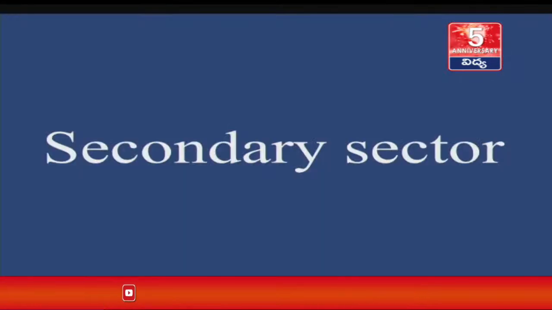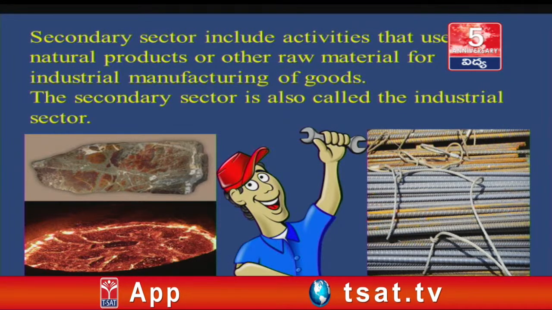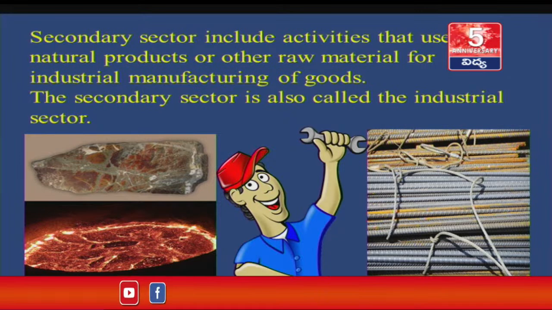Now let us see about the secondary sector. The secondary sector includes activities that use natural products or other raw material for industrial manufacturing of goods. The secondary sector is also called the industrial sector or manufacturing sector.